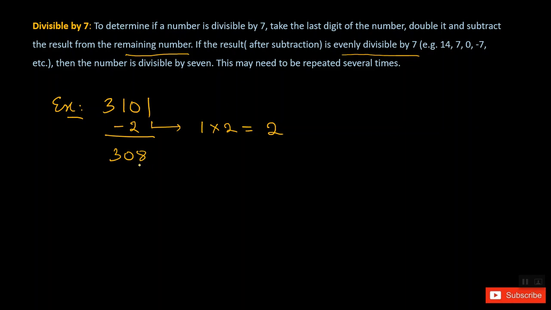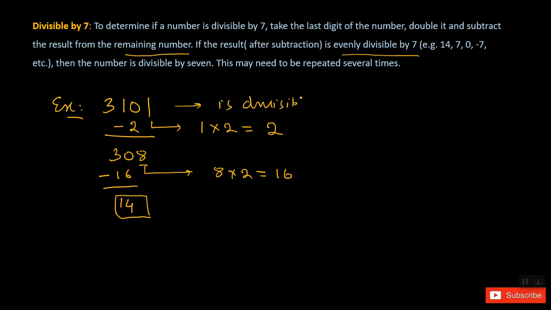Take the last digit, that is 8, double it, 8 times 2, that is 16. Now subtract this 16 from the remaining number, that is 30. So 30 minus 16, I get the result 14. Yes, 14 is a multiple of 7. So I can say 3101 is divisible by 7. Got it? This is how we check.